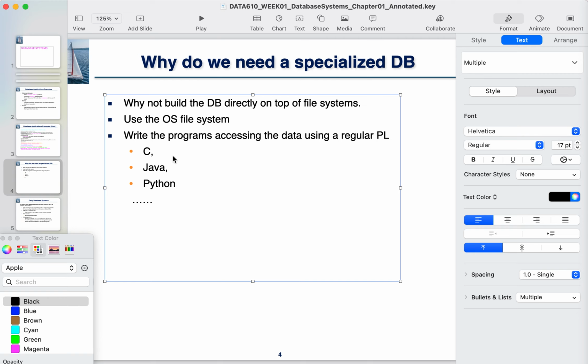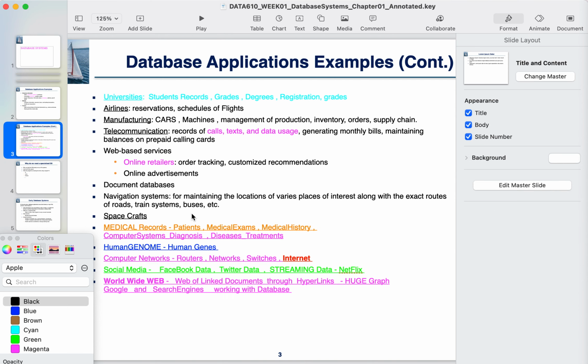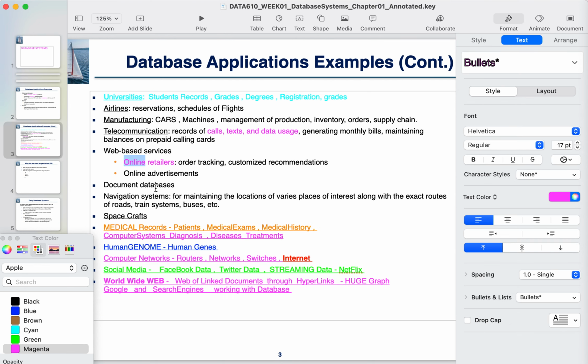So, a database could be something like the web of linked documents, the World Wide Web. A database could be just a text file that contains our customer names, our patient names, or the products that we are producing.